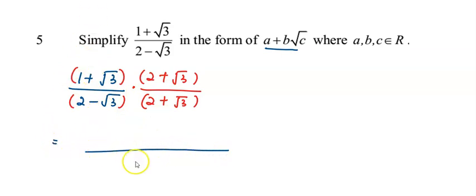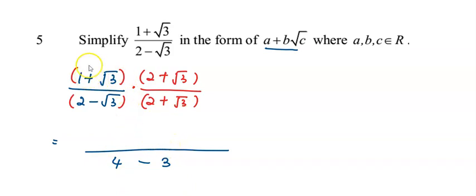So we predict that when the denominator is multiplied by the conjugate, the surd term will be eliminated. Let's try out. 2 multiplied by 2, you got 4. 2 surd 3 minus 2 surd 3, you got 0. Negative surd 3 multiplied by surd 3, you got negative 3. So you can see that in the denominator, the surd 3 terms eliminated each other.